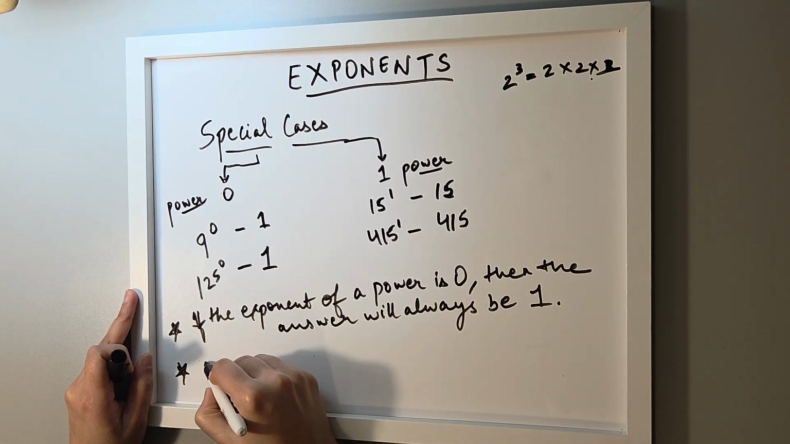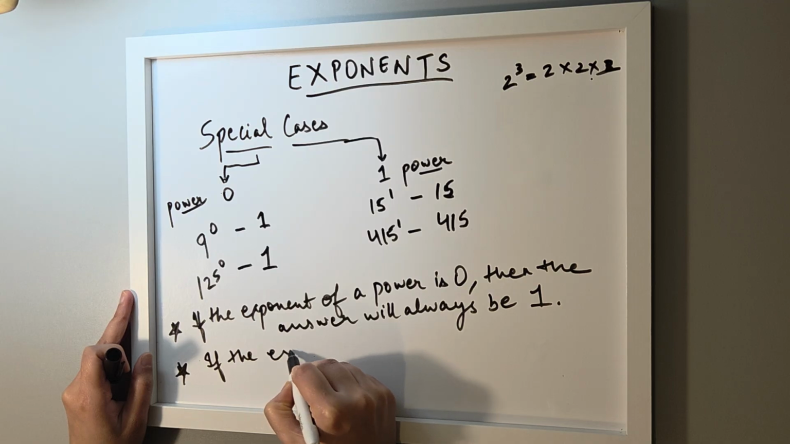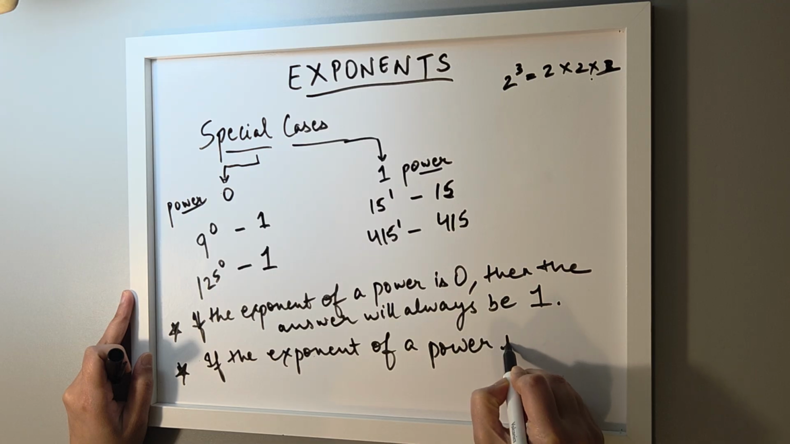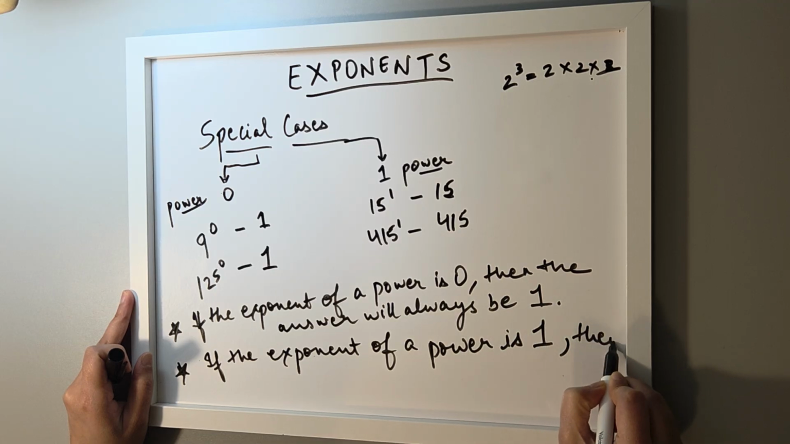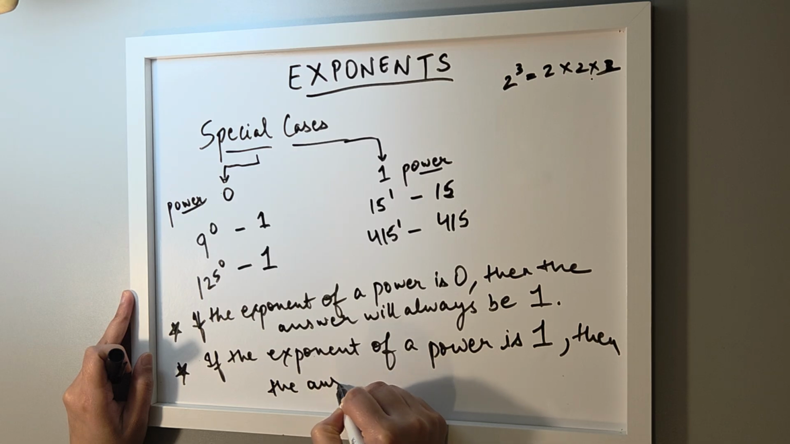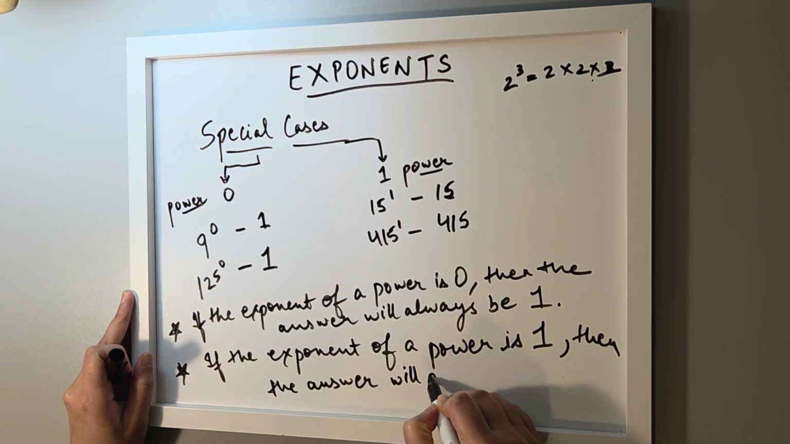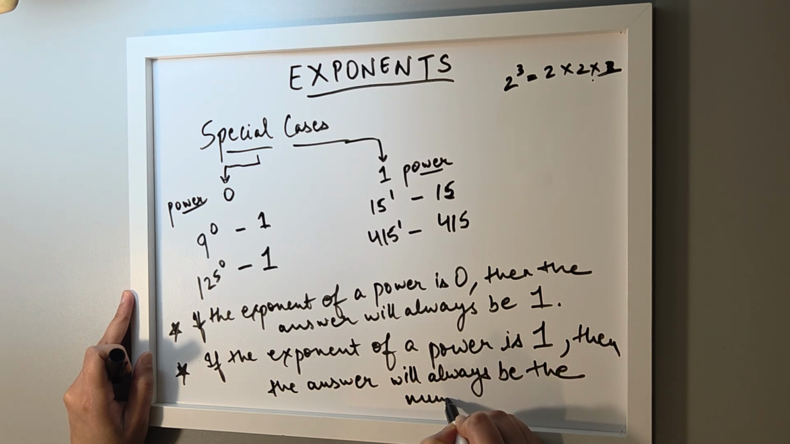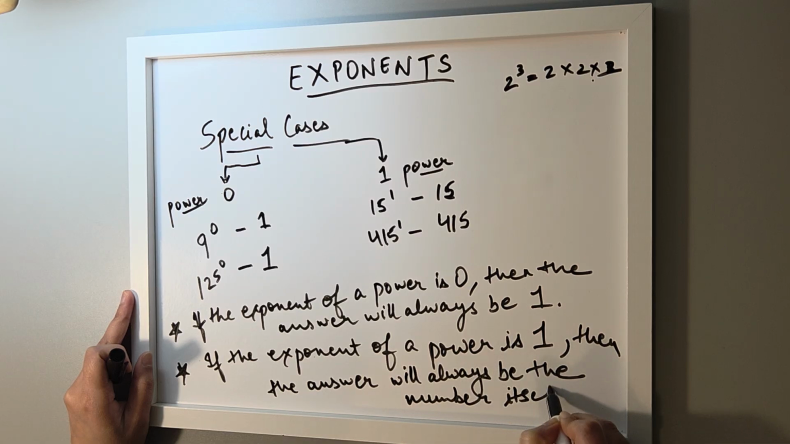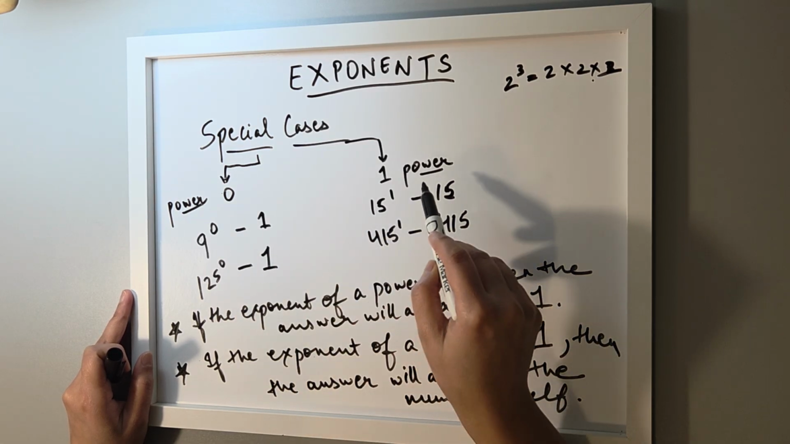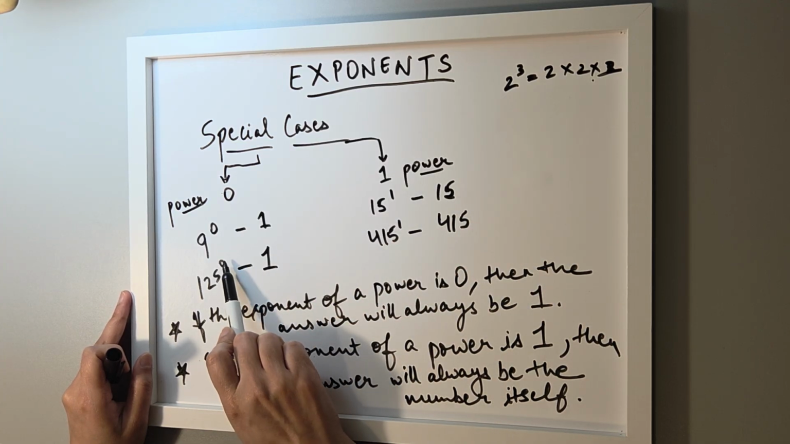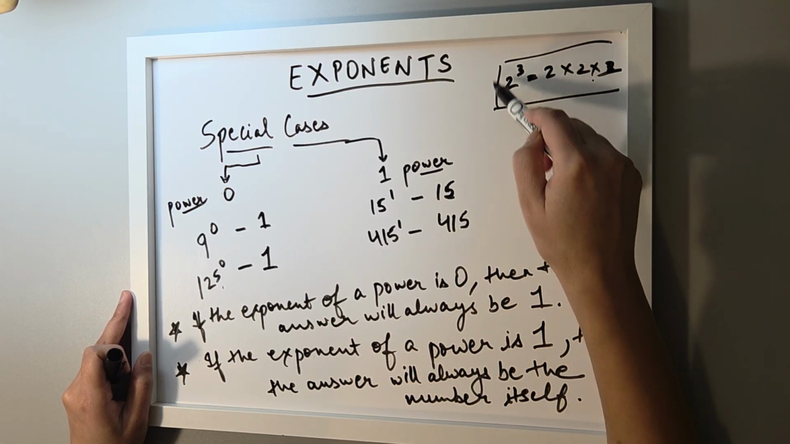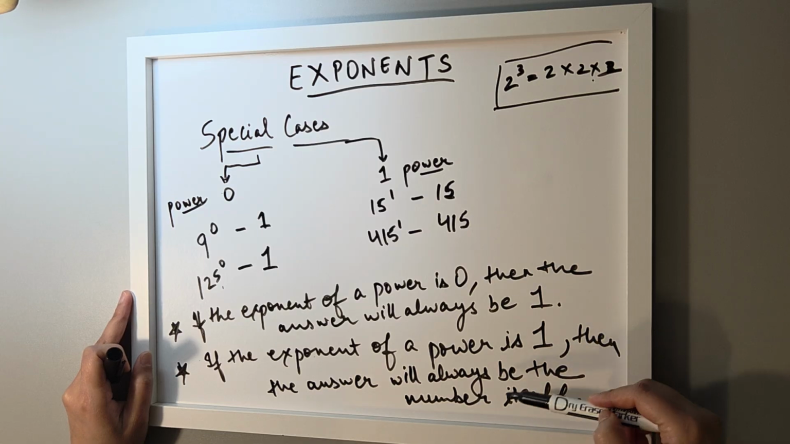So it's safe to say the rule is, if the exponent of a power is 1, then the answer will always be the number itself. So always remember these two special cases. If anything's raised to the power 0, or if anything raised to the power 1, so we don't have to spend any time in doing all these multiplications. We can just remember these two special rules.